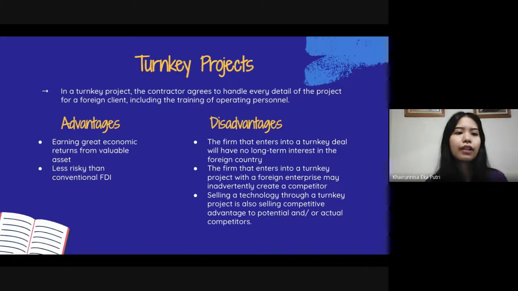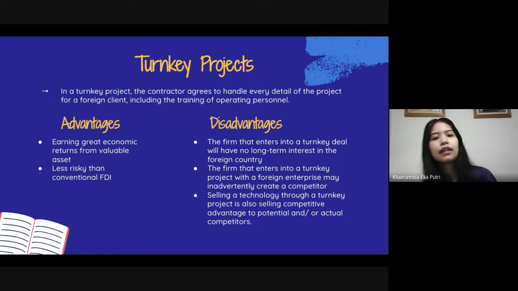Advantages of turnkey projects. First, earning great economic returns from valuable assets. The strategy is particularly useful where FDI is limited by host government regulations. For example, the governments of many oil-rich countries have set out to build their own petroleum refining industry, so they have restricted the FDI in their oil refining sectors.